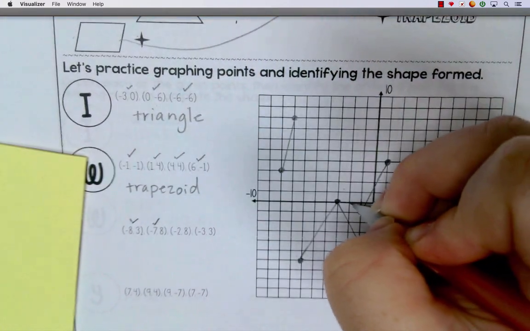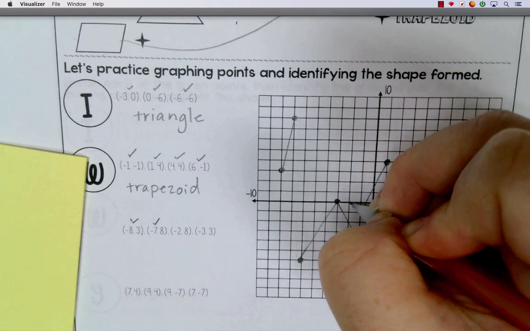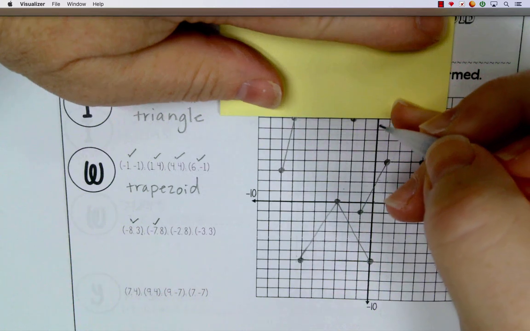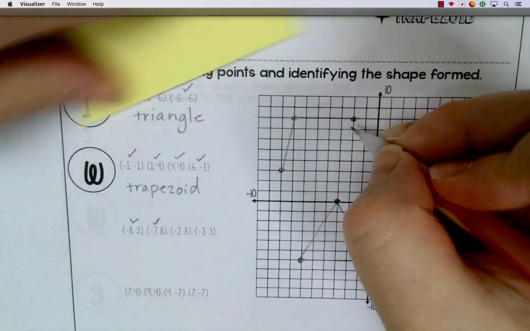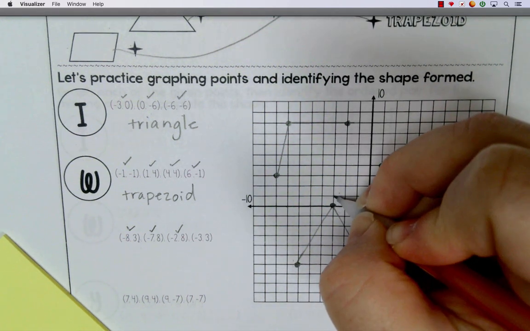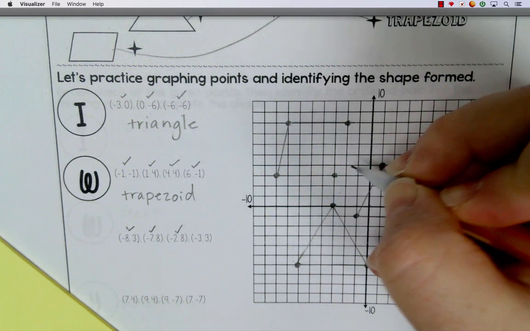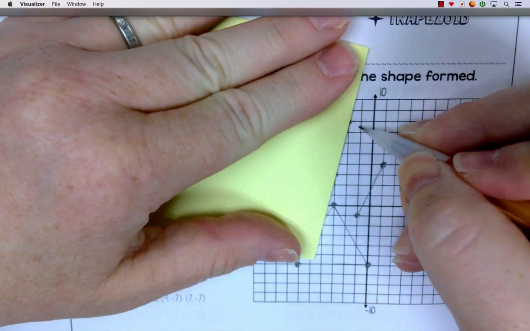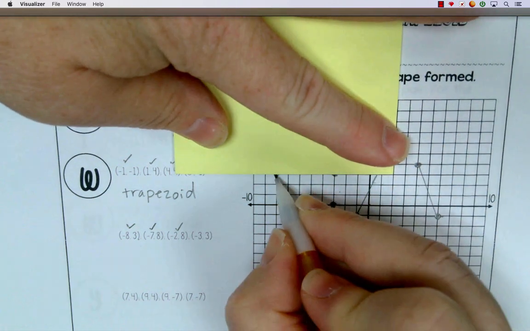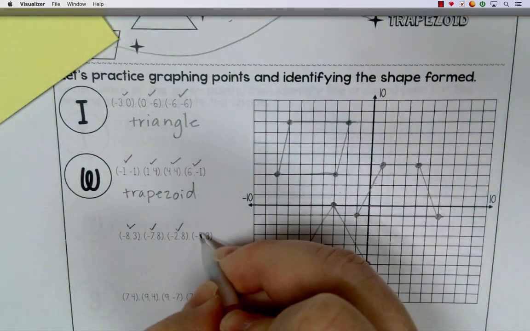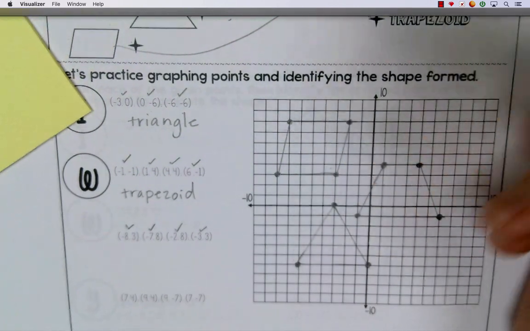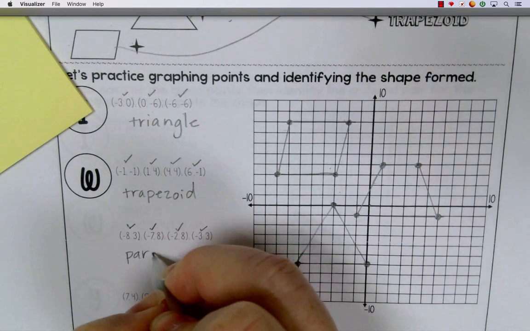Negative 2, 1, 2, positive 8, so going up here to 8. And then negative 3, positive 3. 1, 2, 3, 1, 2, 3. Oh, look at that. Okay. And as we can see, we have opposite parallel sides, but we do not have right angles, so that must be a parallelogram.